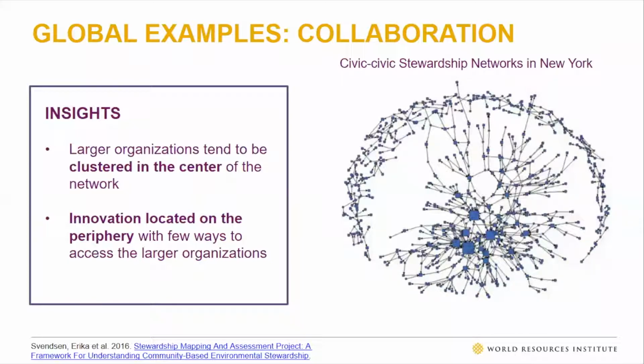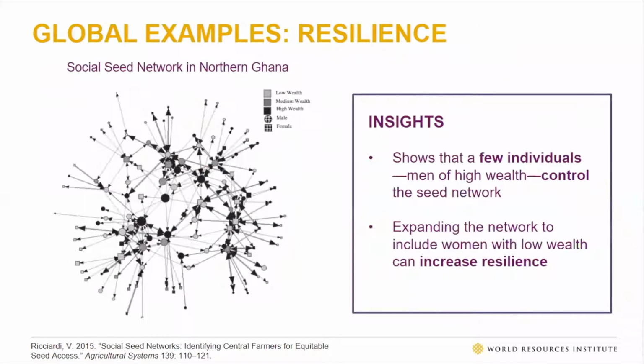So what would a strategy for change look like where the larger organizations had more interaction with the peripheral, more innovative organizations? And another example by Vincent McCarty, he looked at seed networks in Ghana and particularly zoned in on thinking about wealth and gender.